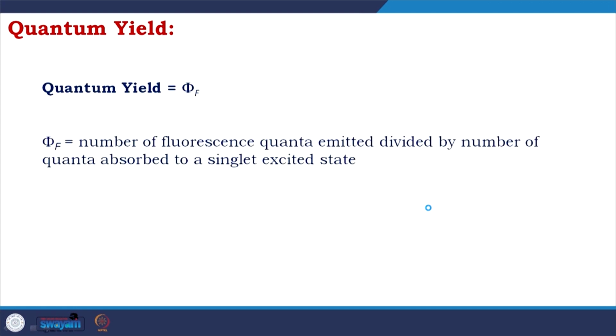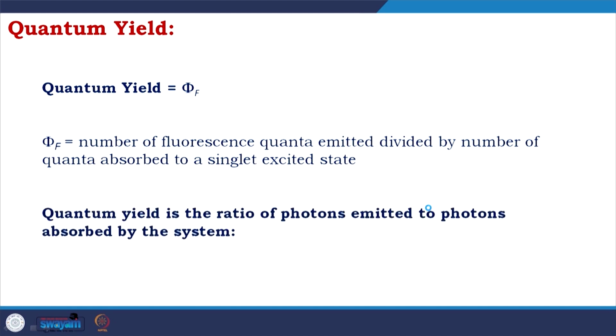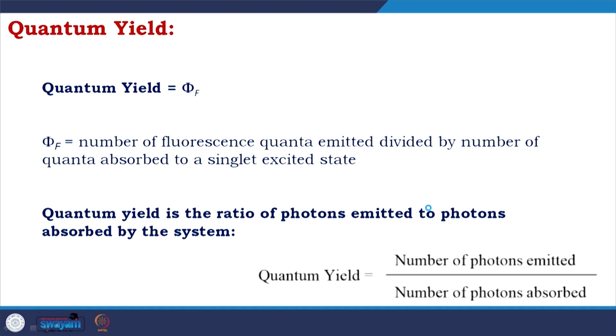Quantum yield. Quantum yield is very important. It is the number of fluorescence quanta emitted divided by the number of quanta absorbed to a singlet excited state. Alternatively, quantum yield is the ratio of photons emitted to photons absorbed by the system. So, the number of photons emitted by the number of photons absorbed, this ratio is called quantum yield. In the later sections, we will talk about quantum yield and its application. The molecules with higher quantum yield, we use as probes.